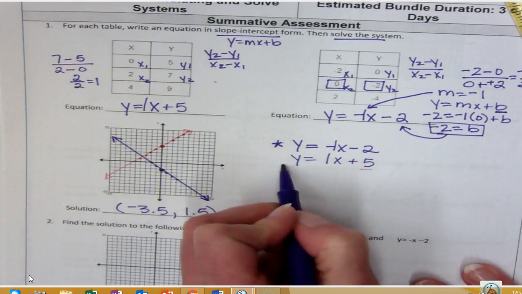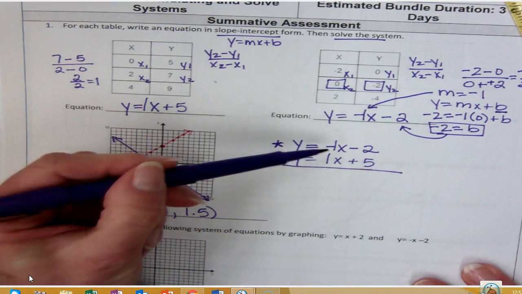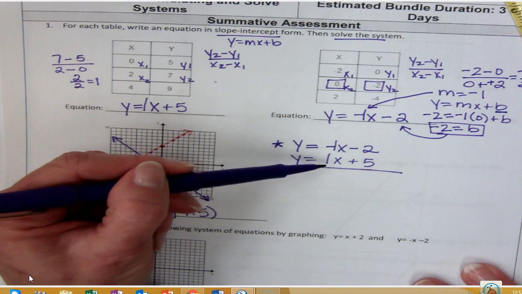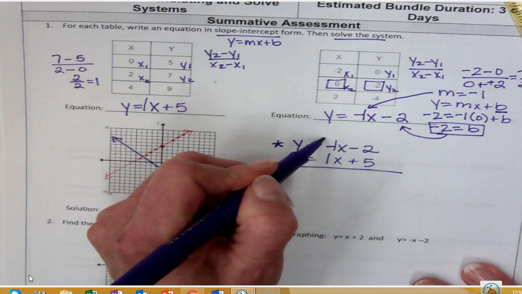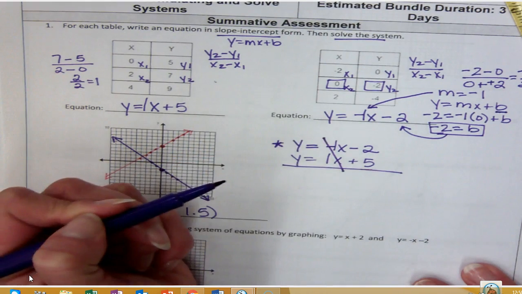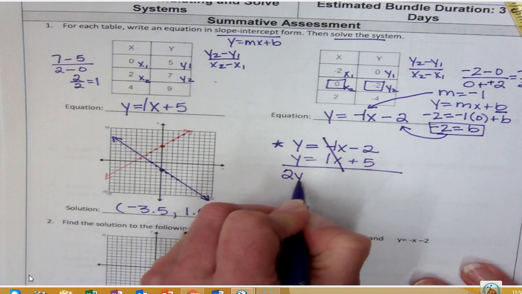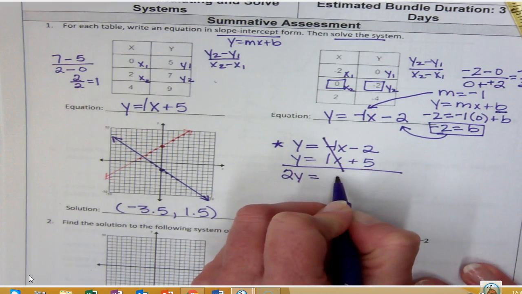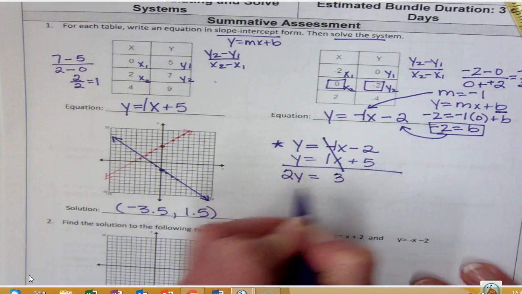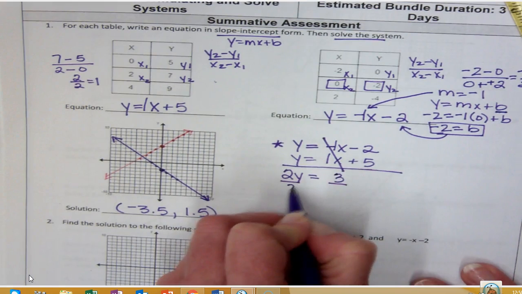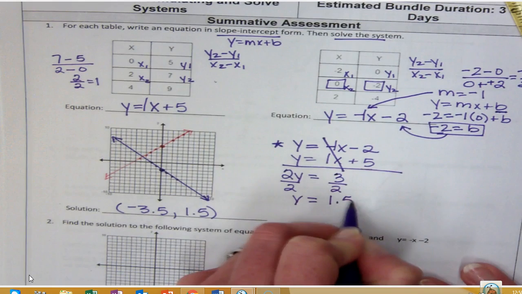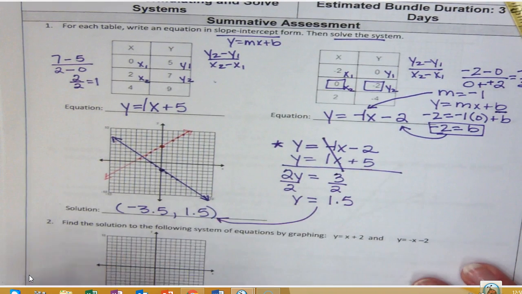So if I wanted to solve this by elimination, I see that I have a negative x and a positive x. So I can easily add these together and it would cross out. And I would get 2y equals -2 plus 5 equals +3. Divide both sides by 2. Y equals 1.5. And that's what I got there.